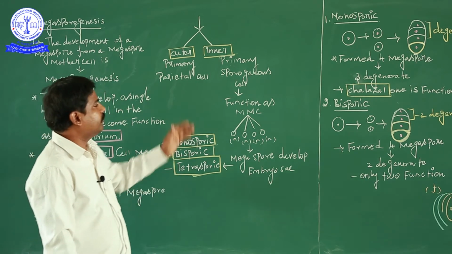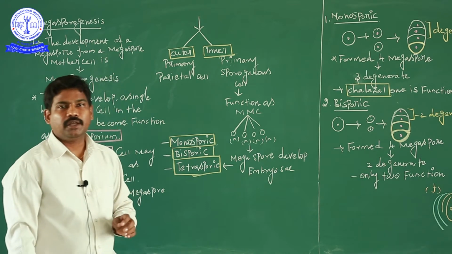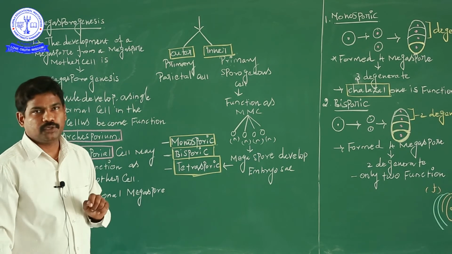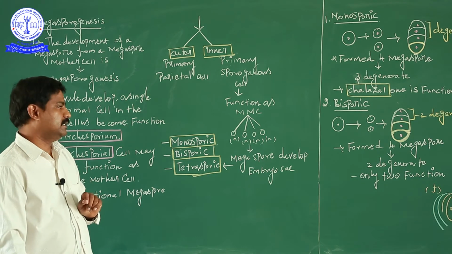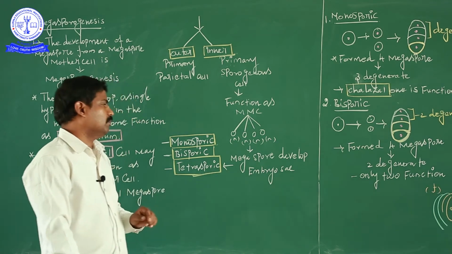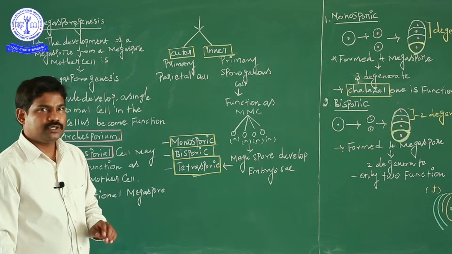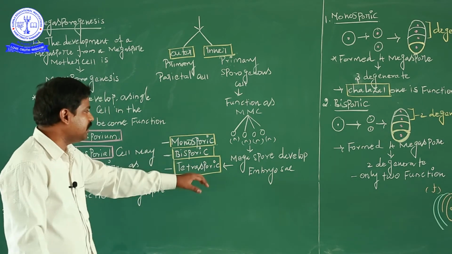The megaspore mother cell undergoes meiosis division, and four nuclei are produced. The four nuclei are in the haploid condition. And then the megaspore develops into the embryo sac. The embryo sac has three types.